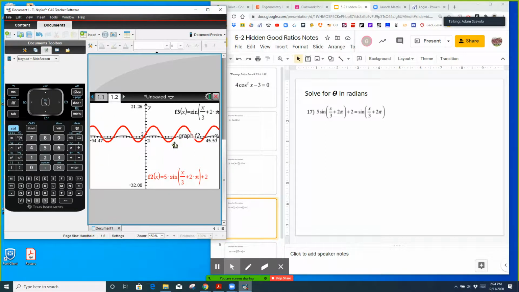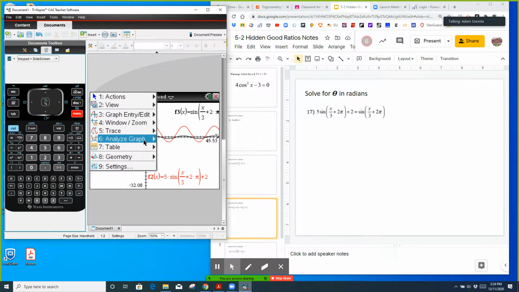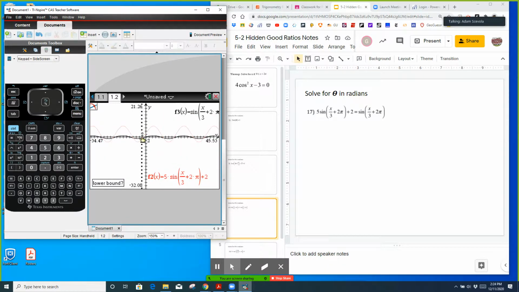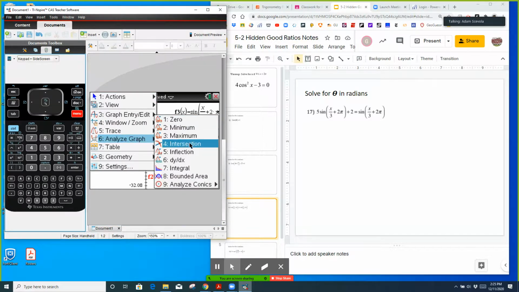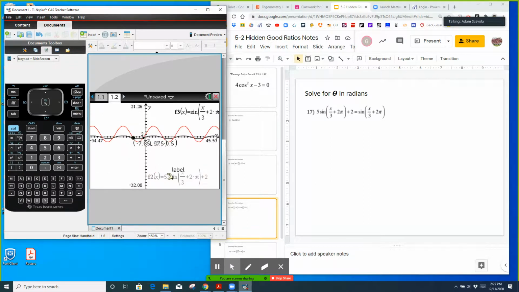Remember, we got negative pi over 2 and negative 5 pi over 2. If we analyze the graph and look at the intersection here, we get negative 1.57, which is, well, not exactly, but that's half of 3.14. That's half of pi, so that's negative pi over 2. That's what this point is. And if we analyze the graph here and find the intersection, that's negative 7.85. That's negative 5 pi over 2, so a little bigger than 2 pi, which is 6.28.